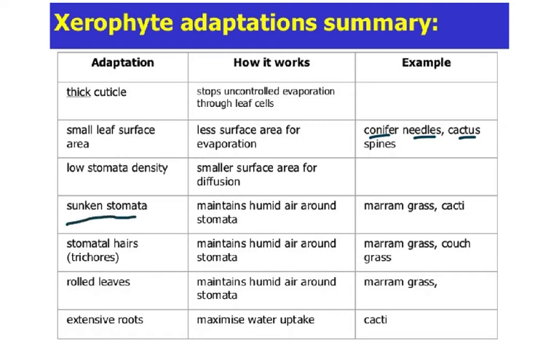Then sunken stomata. Sunken stomata means that the stomata have sunk into a groove, and that of course helps, because the water vapor is not going to escape, but is going to stay in that groove and will not form the gradient. So if there's more water vapor inside the leaf and more in the groove, there's going to be no transpiration. Marram grass is an example of that. Then stomatal hairs, which are called trichomes.